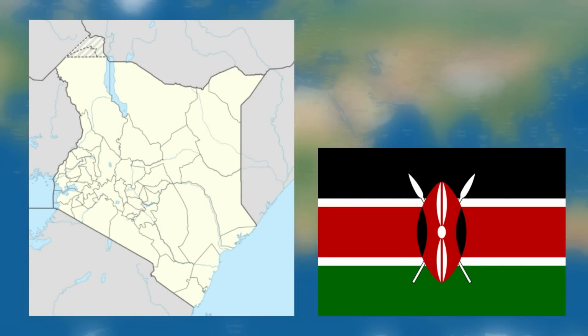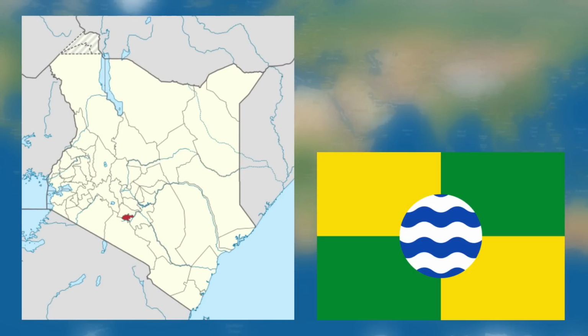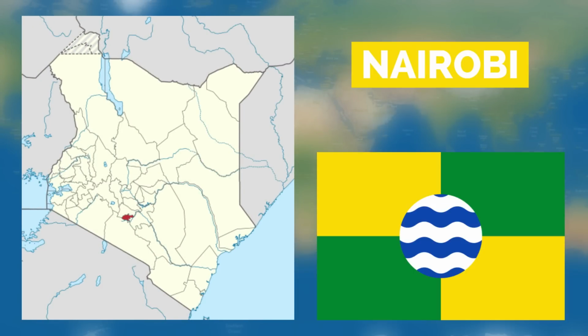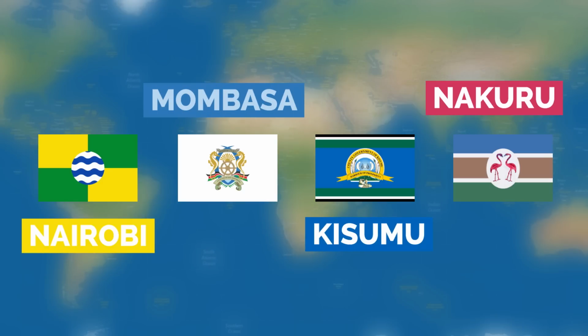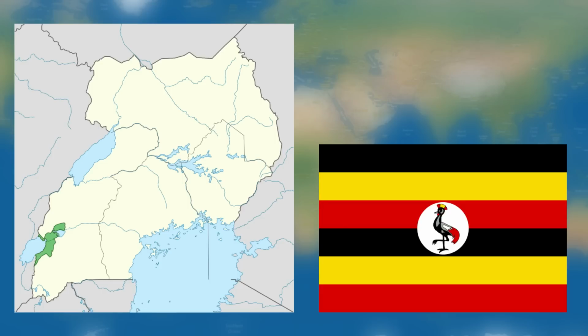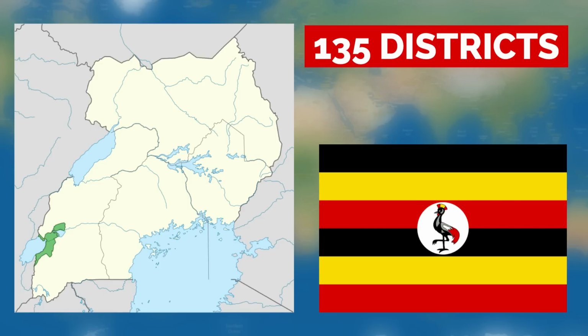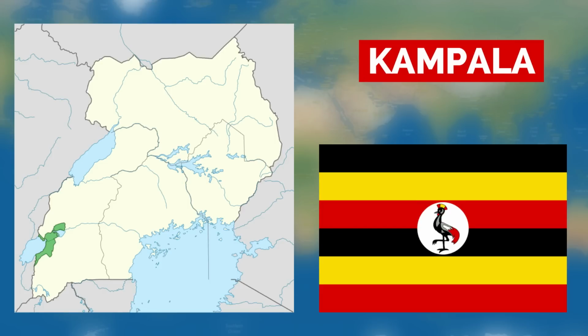Kenya is divided into 47 semi-autonomous counties, with Nairobi being the most populous. 4 of Kenya's cities, Nairobi, Mombasa, Kisumu, and Nakuru, are also counties. Uganda is divided into 135 districts, with Kampala having the largest population.